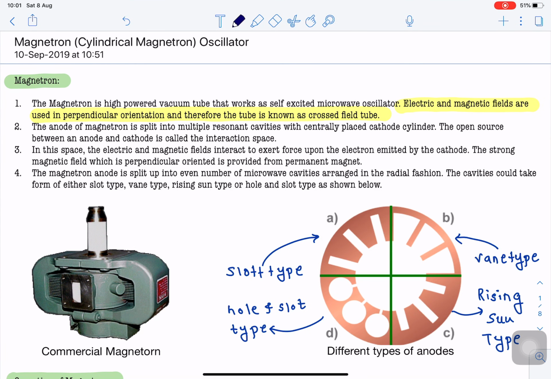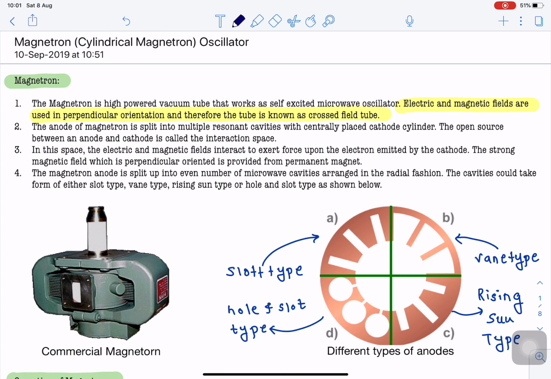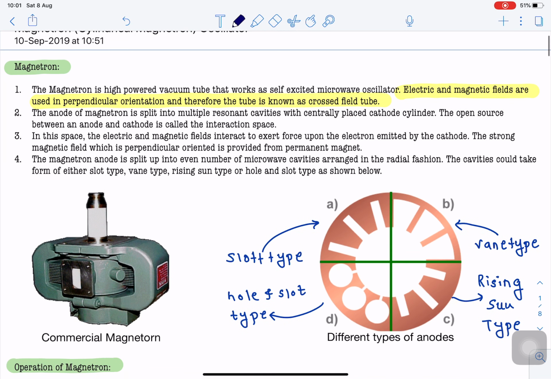The magnetron tube that we are going to study in our syllabus is a cylindrical magnetron. Though some specialized other configurations of magnetrons are available, in our syllabus we are going to discuss in detail the cylindrical magnetron tube, which is basically utilized as a microwave generator or microwave oscillator. So let us have the details of this construction.